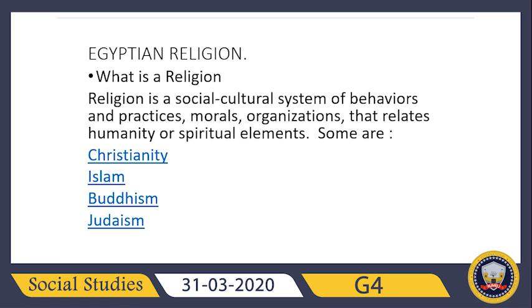When we are talking about religion and what we mean by behavior, we have different kinds of religion. We have Christianity, Islam, Buddhism, and Judaism. For Christianity, they go to the church to worship and to pray. So the temple for them is the church. And for Islam, they have a mosque where they go to pray.